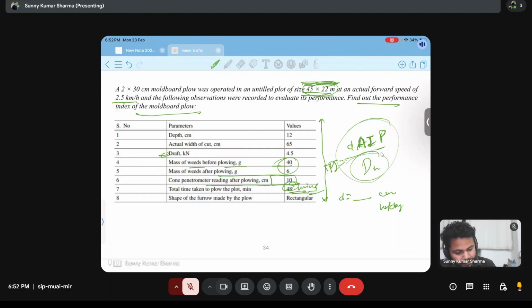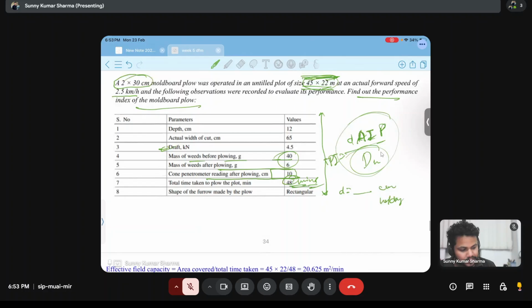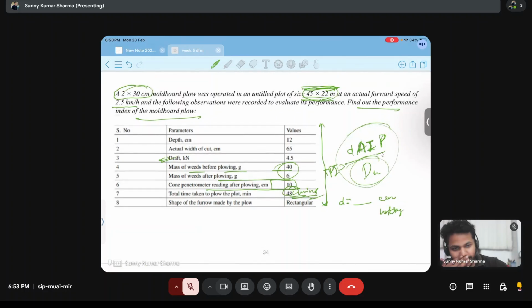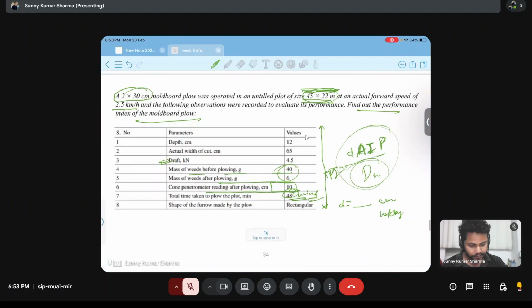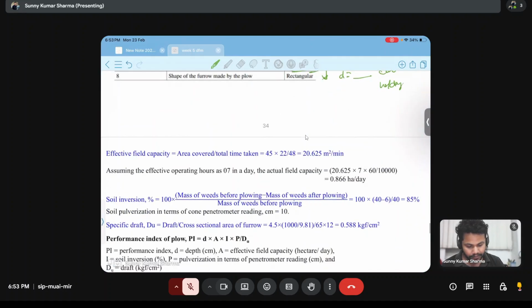Here draft is given, and what is the cross section of the moldboard? 2 into 30. So can you calculate this? You just give a try. Actually, sir, it is fine, but the problem is with the unit conversion.